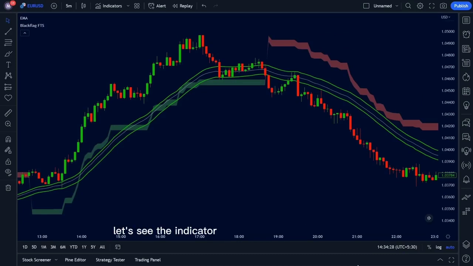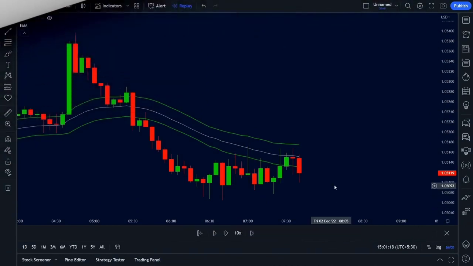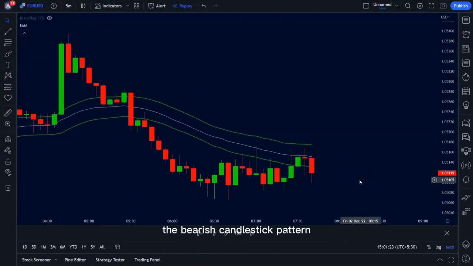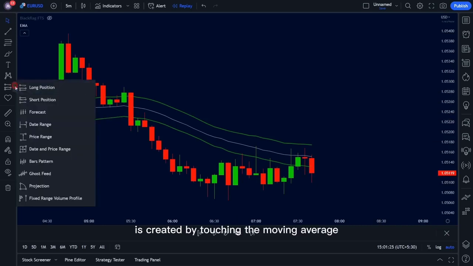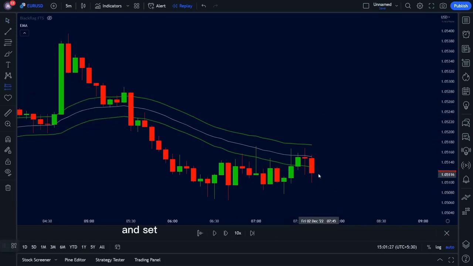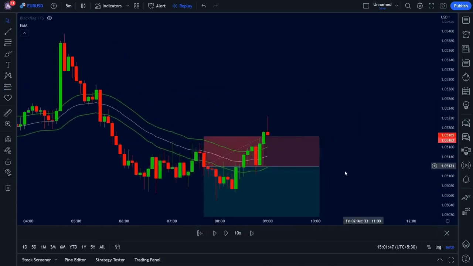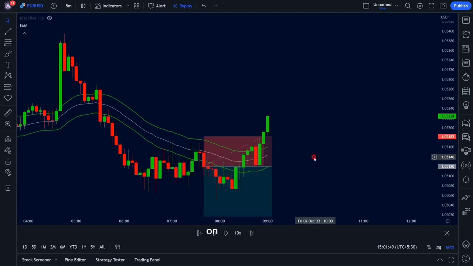Let's see how the indicator has worked with the first one. Here we got a bearish or sell signal. Here the bearish candlestick pattern is created by touching the moving average. Let's execute the trade, and set the stop loss above the moving average. So we can see that our stop loss has been hit on this trade.